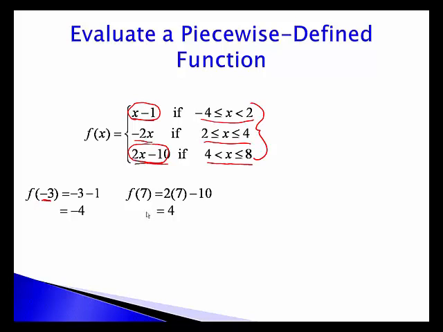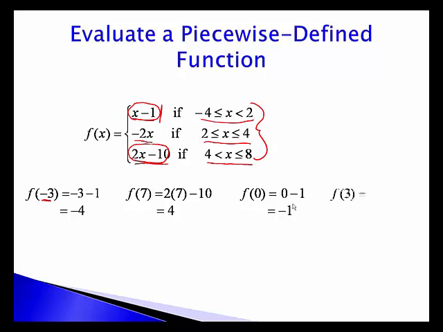Let's do another piece. What about f of 0? Well, once again, we need to determine which one of these intervals it falls in. Well, is 0 between -4 and 2? Yes, it is. So this is the one we'll use right here again. So we'll plug our 0 in. We'll get 0 minus 1 for an answer of -1.